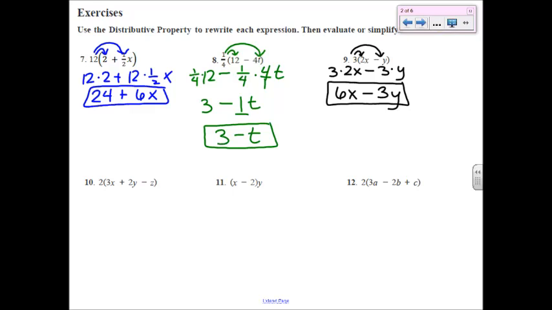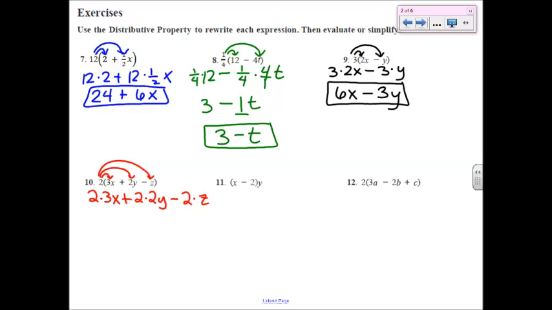In number 10, we have more than 2 in our parentheses, but it still just goes the same way. You could have 50 things in the parentheses, and you just multiply the one outside by the ones on the inside. So I have 2 times 3x plus 2 times 2y plus 2 times negative x, or minus 2 times z, excuse me. So 2 times 3x plus 2 times 2y minus 2 times z.